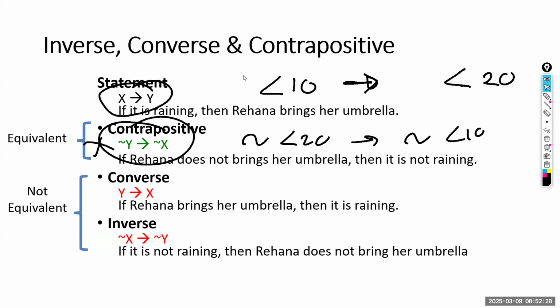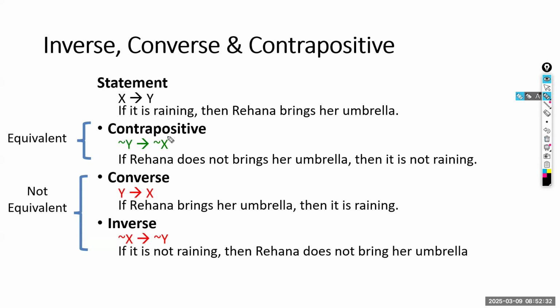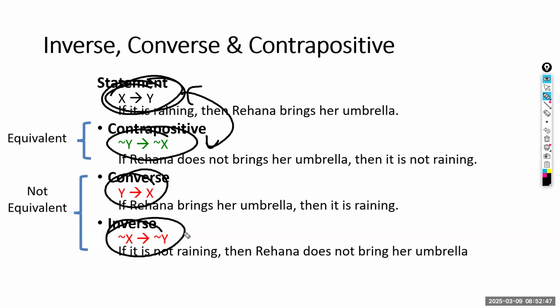So therefore, when this statement is correct or true, we can safely say that this statement is also true. So therefore, these two statements are in a way equivalent. But the common mistake is a lot of people assume that when this statement is true, these statements are also true. So that is not the case.